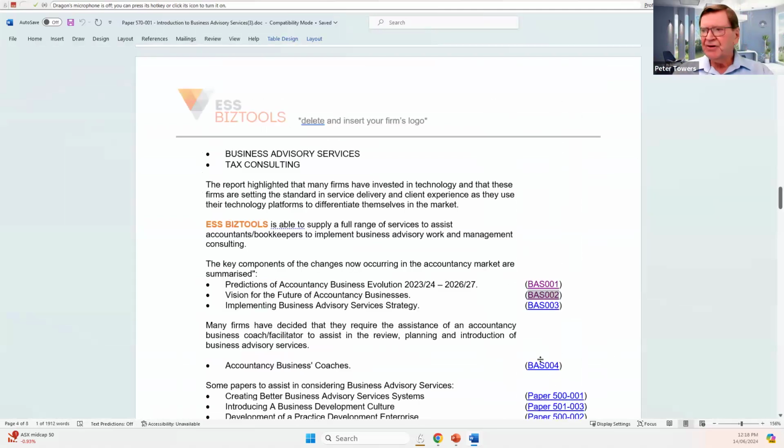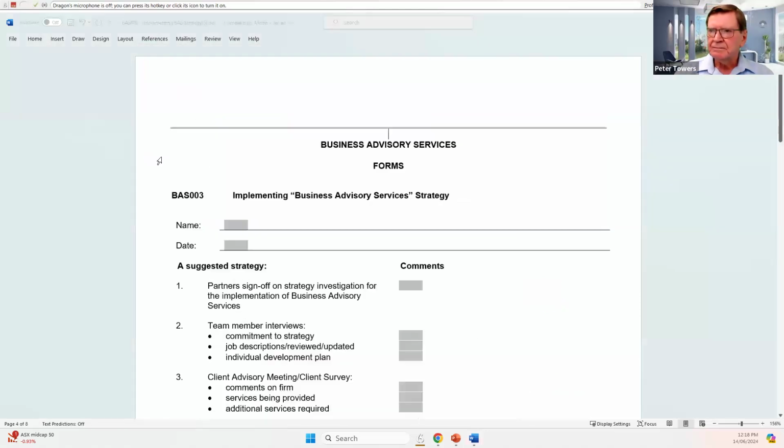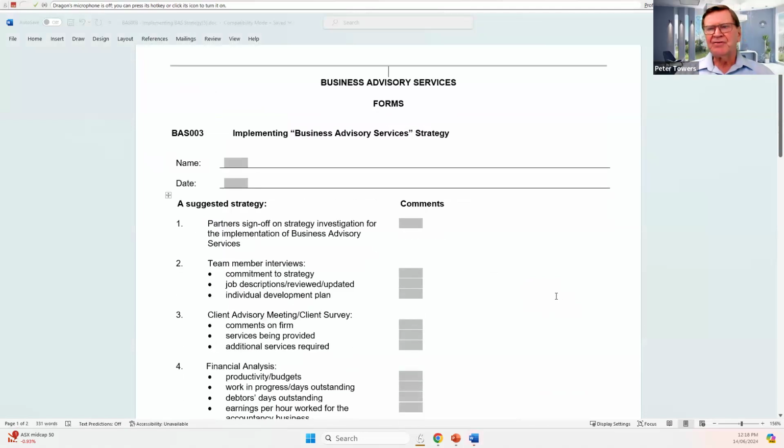The next one I want to just go to is the implementing business advisory services strategies. This is an overview that you could sit down and talk to your partners in the firm first of all, and then have a team meeting and discuss with the team. Obviously, the partners need to sign off that this is a strategy that's going to be undertaken, because it does take some time. Obviously, we're talking about significant changes for many of you in how you currently operate your business.